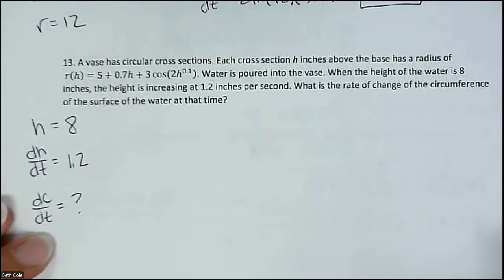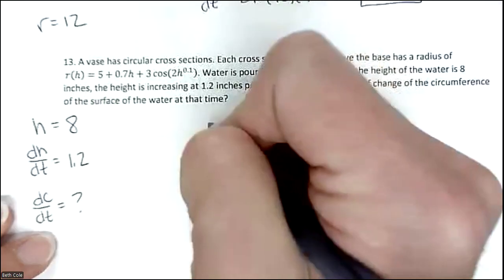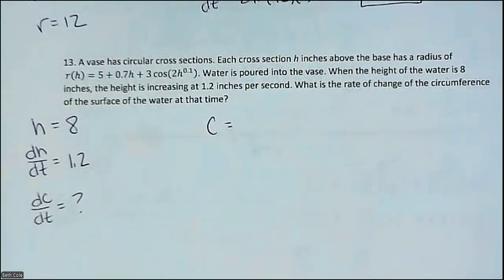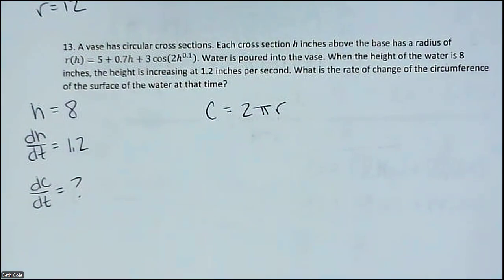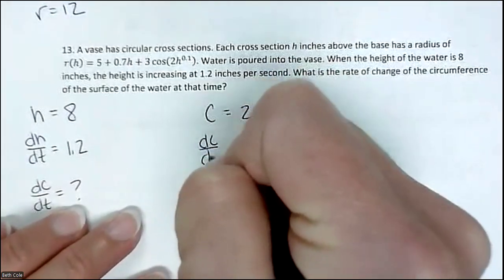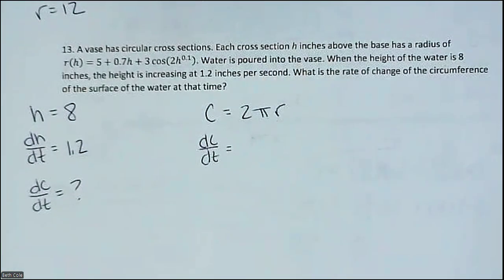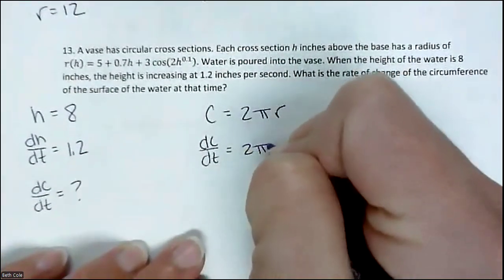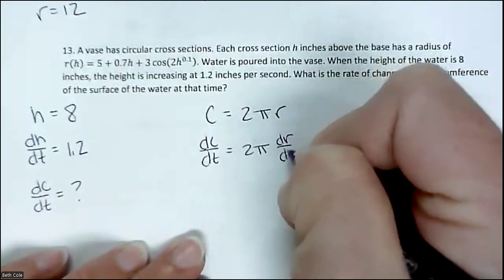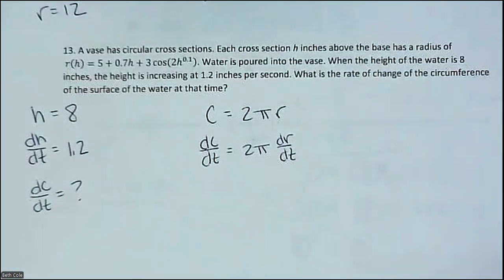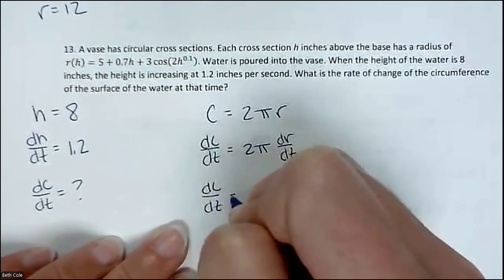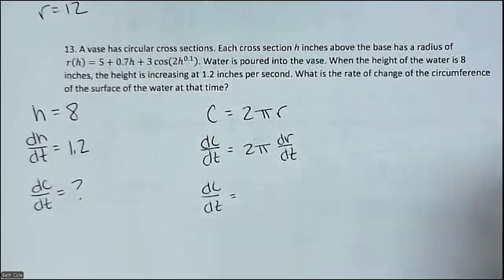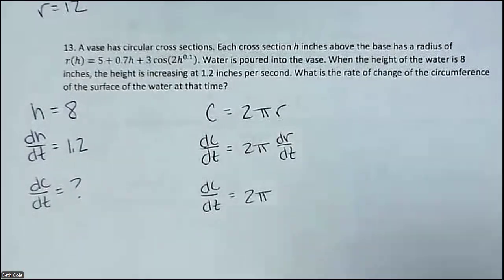All right. We need a formula for circumference. It is 2 pi r. Good. They're not going to give you that one either. Circumference of a circle, they expect you to know that. Derivative. So dC/dt, derivative of 2 pi r would be 2 pi dr/dt. Good. dC/dt is what we're looking for, so we're going to leave that alone. 2 pi. Now here's where it gets weird.